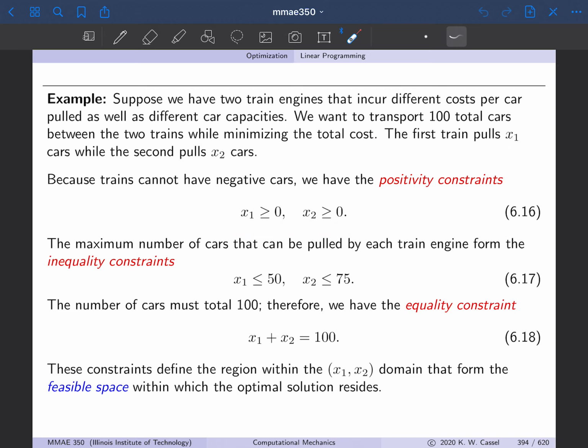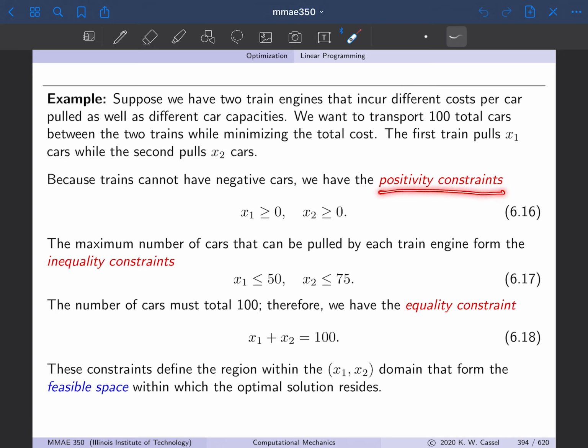In addition, the maximum number of cars that can be pulled is defined such that on train 1, it can't be more than 50, and on train 2, it can't be more than 75. So the first engine can only pull up to 50 cars, and train 2 can only pull up to 75 cars. And then finally, the total number of cars obviously has to be equal to 100. So that leaves us with an equality constraint, x1 plus x2 is 100. So we have our positivity constraints. You can see we're kind of working backwards here.